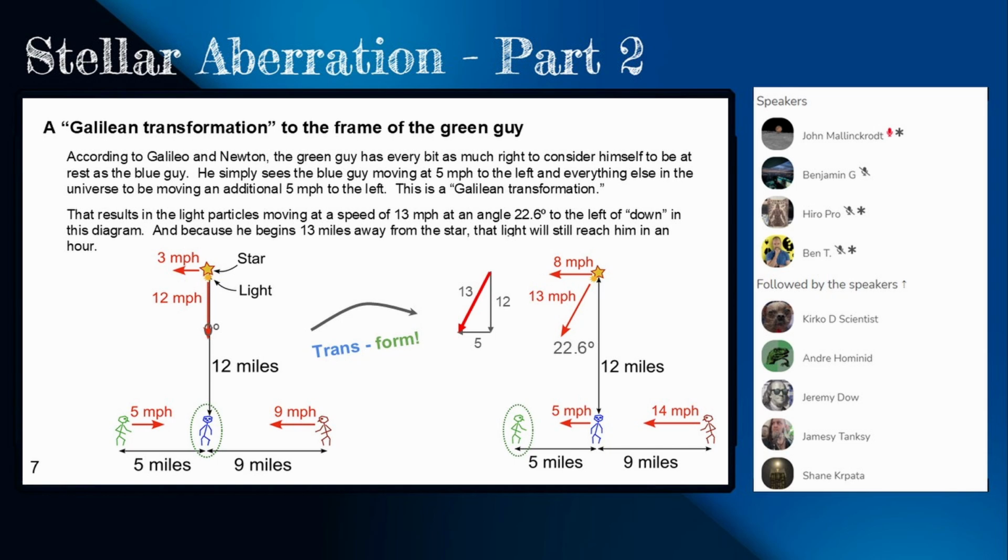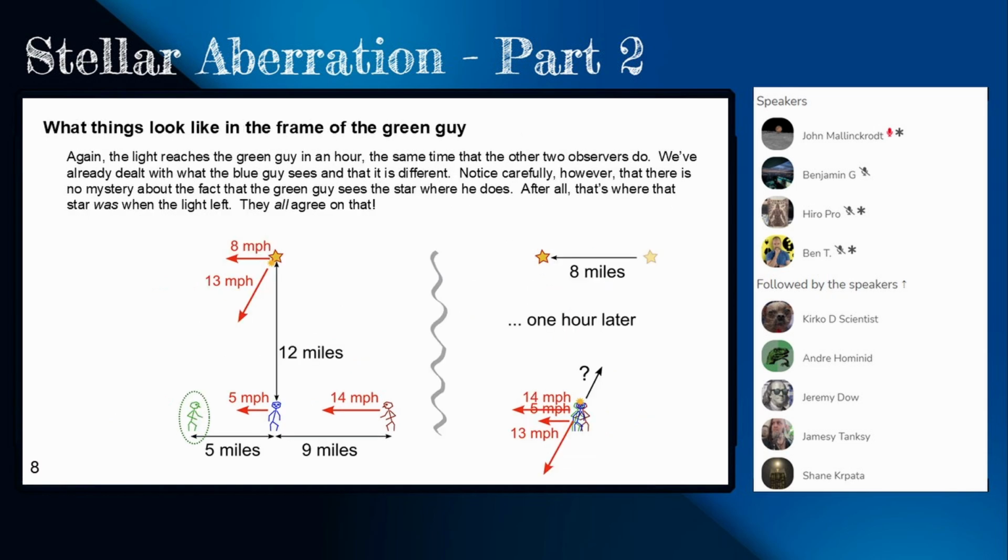All right, so now on slide 8, let's take a look at that. There's once again a reproduction of the transformed view, the view from the frame of the green guy. Now what happens? The light gets to him in an hour, so an hour later, what do we have? The blue guy has come to him. The red guy has come to him. They've both gotten there because it's 14 miles to the red guy, and 14 miles per hour gets him to the green guy too. So once again, they're all right there at the same time that the light gets to them.